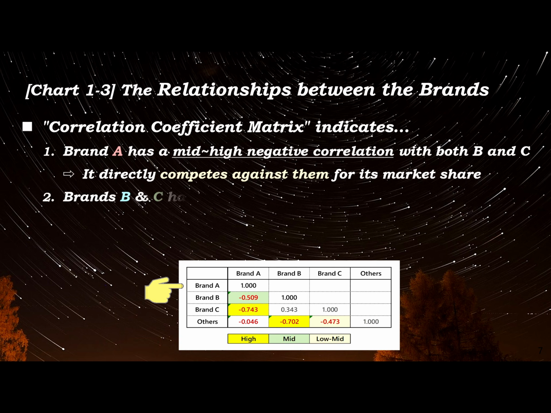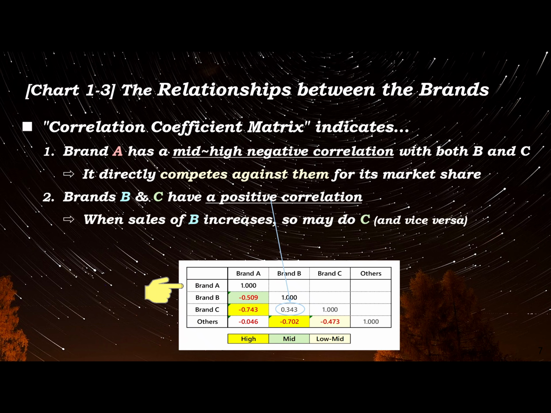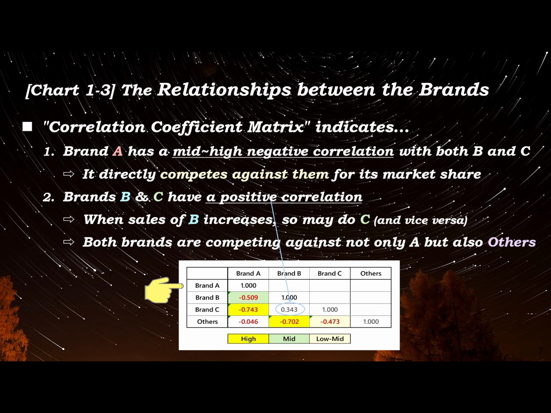Number 2. Brands B and C have a weak positive correlation, meaning that when sales of one increase, so do the other. However, both brands show a negative correlation trend with the other brands, indicating that it has to secure business amid a mixture of different small brands.